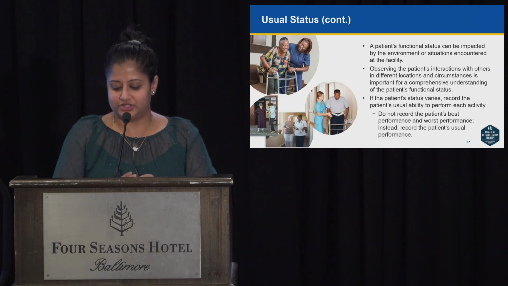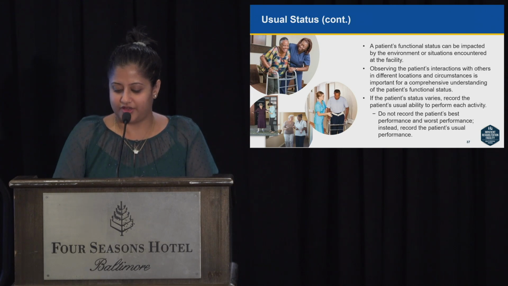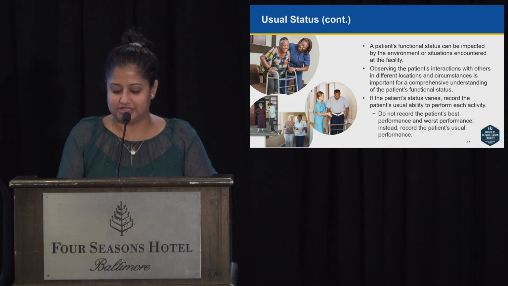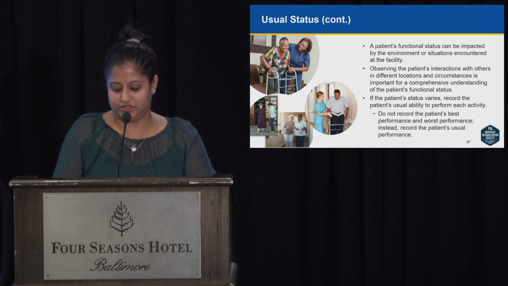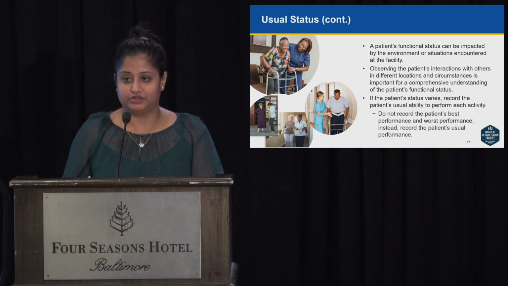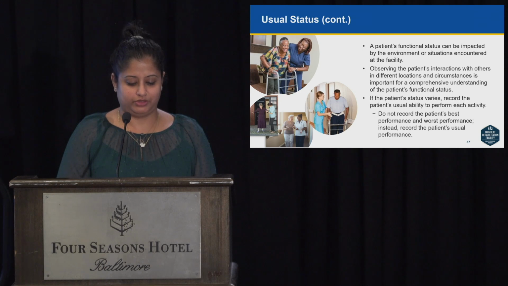So a patient's functional status can be impacted by the environment or situations encountered at the facility. Observing the patient's interactions with others in different locations and circumstances is important for a comprehensive understanding of the patient's functional status. If the patient's status varies, record the patient's usual ability to perform each activity. You would not record the patient's best performance and worst performance. Instead, record the patient's usual performance. And usual performance does require some degree of clinical judgment, so that's important to remember when you're coding for that.